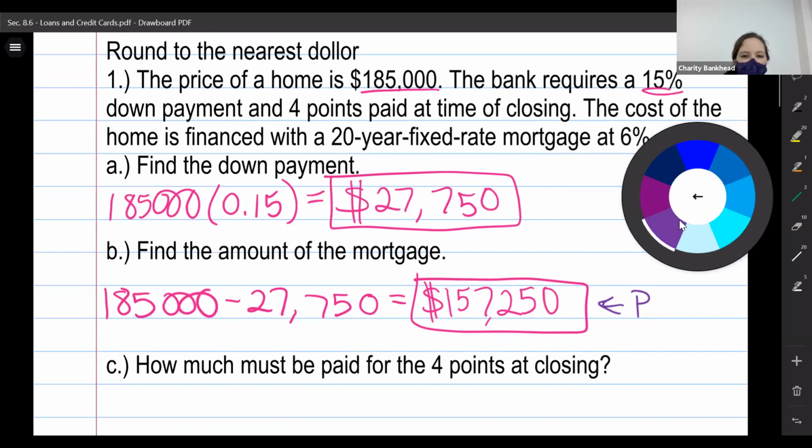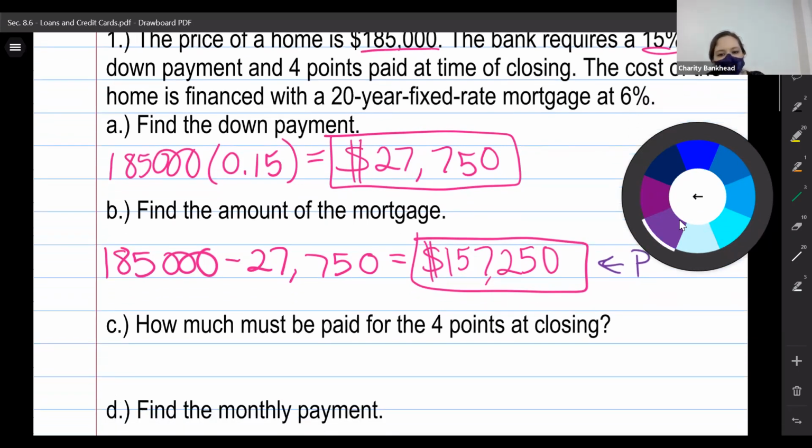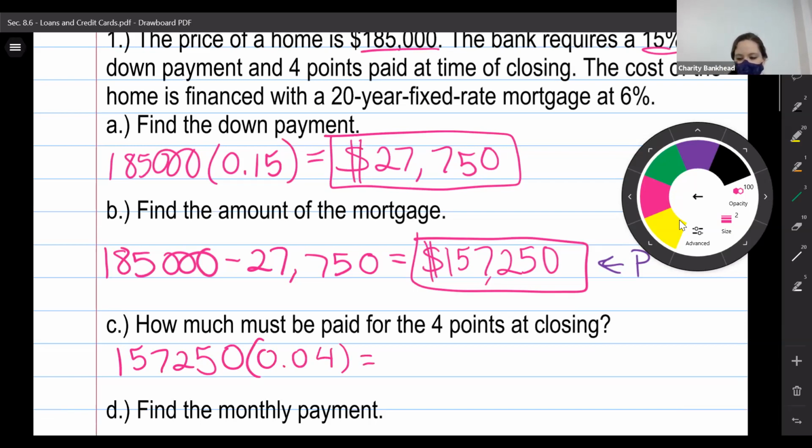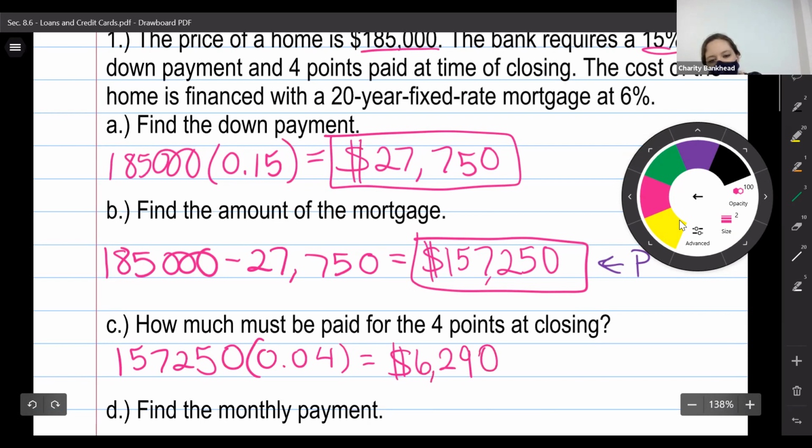And then 4 points paid at the time of closing. So that's basically your closing cost. So that's part of the closing cost. And what that means is it's 4% of the principal amount of the mortgage. So we're just going to take that 157,250 multiplied by 4%, which is 0.04. All right, so that's like a fee that you're paying.